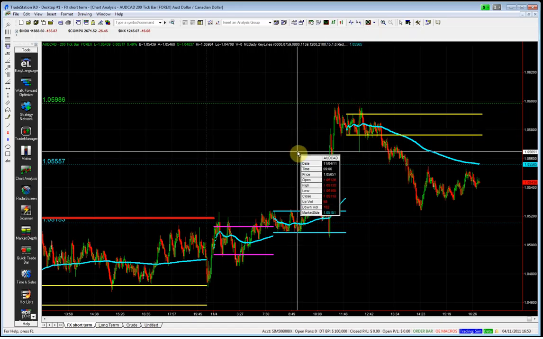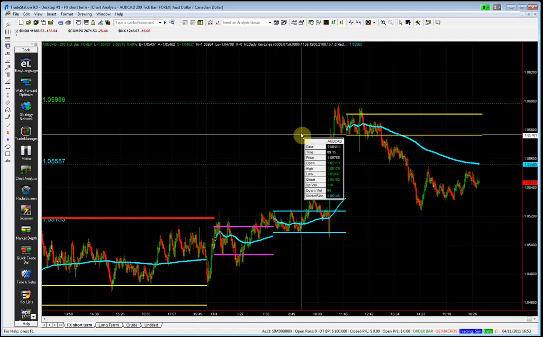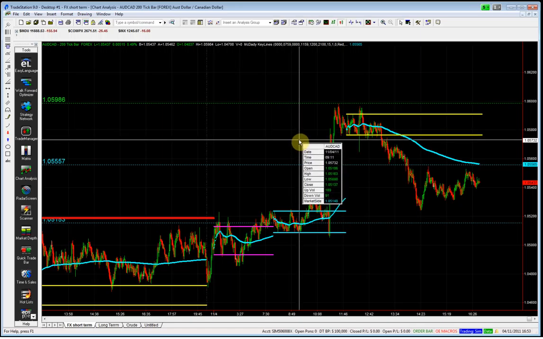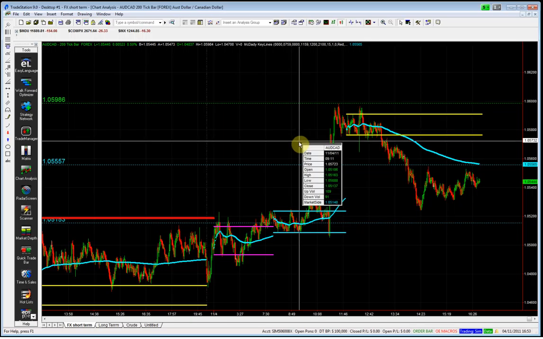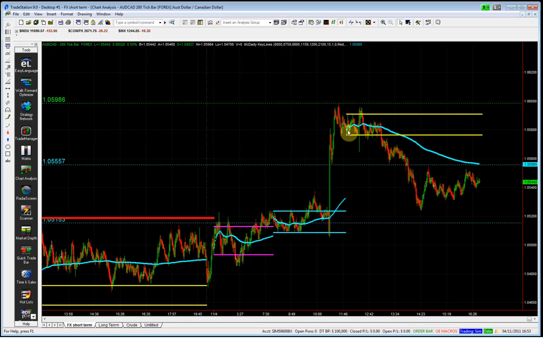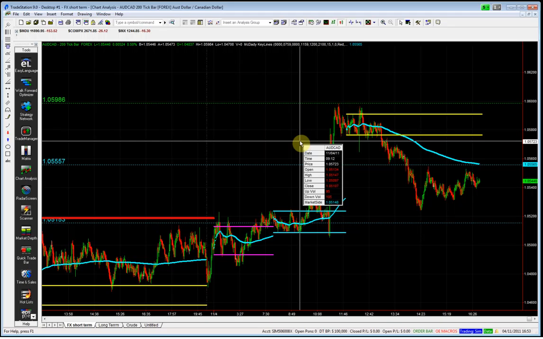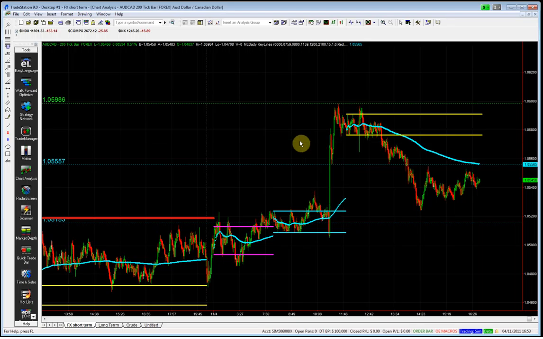But in this case, 105.75 would have to be below this area here. 105.75, 20 odd pips, is about as much as you'd want to give it. So your long stop is at 105.75.